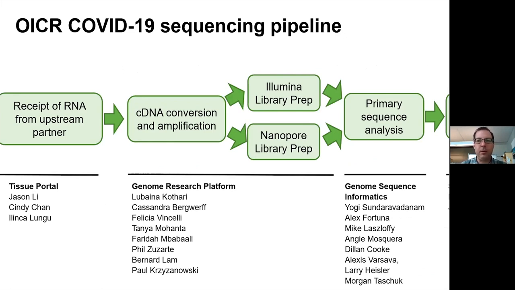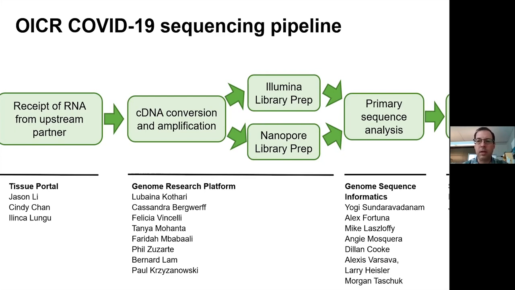The general sequencing pipeline is probably familiar to many people. We start with receipt of RNA or samples, which is noted here from an upstream partner. There's a cDNA conversion step, and from that we can either choose to follow an Illumina library prep or a nanopore library prep. Most of the volume has been on the Illumina platform.